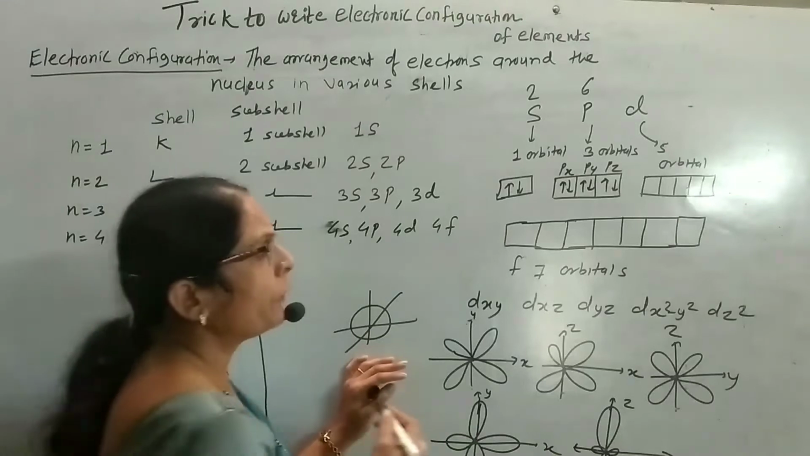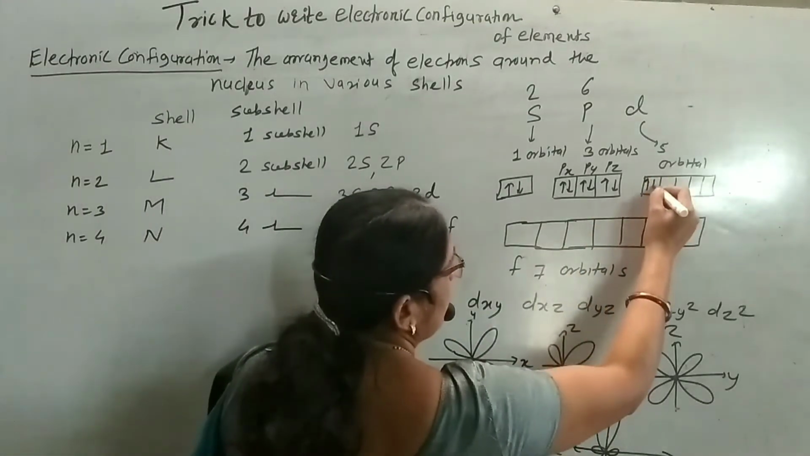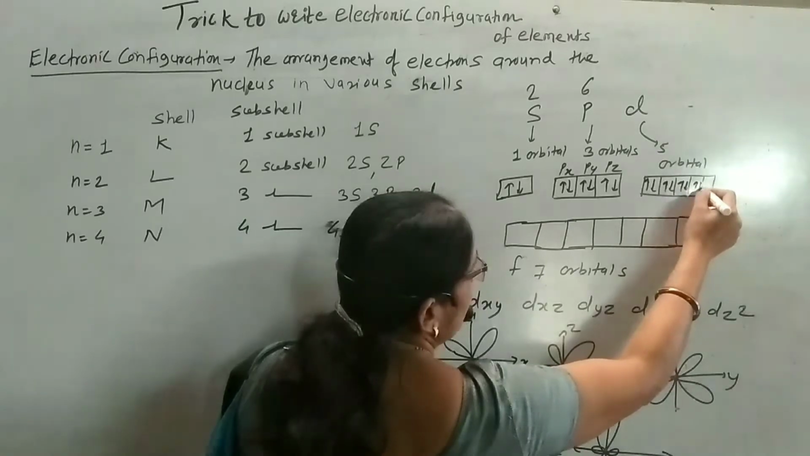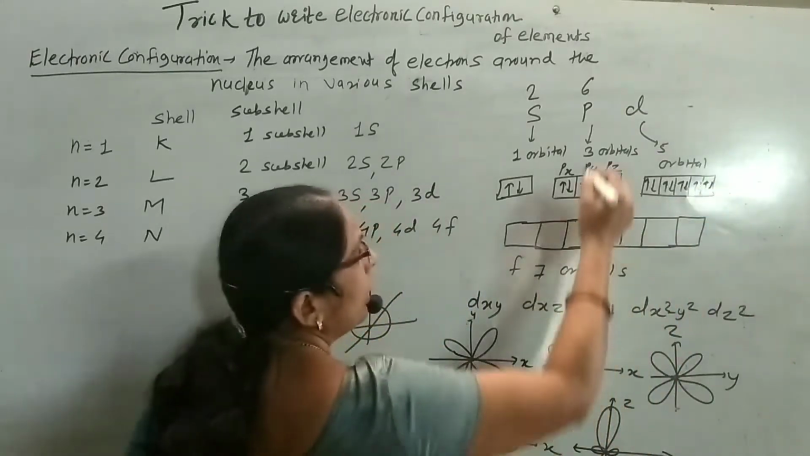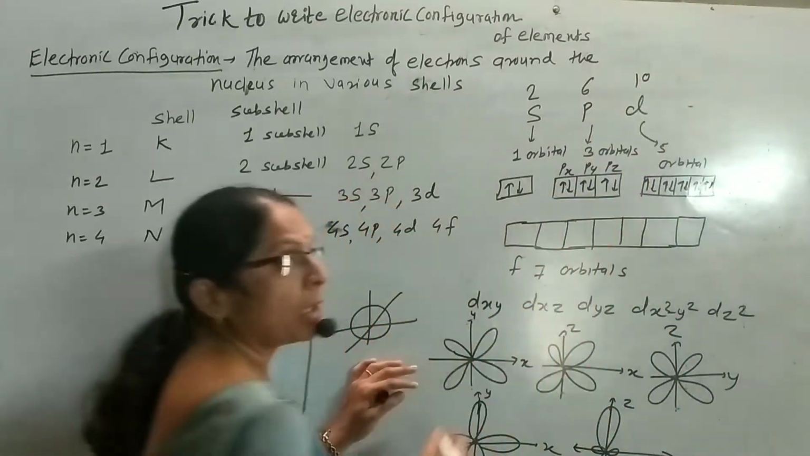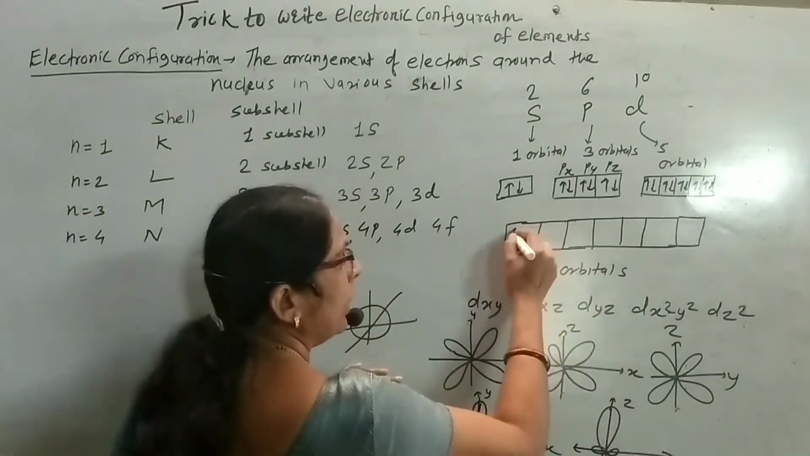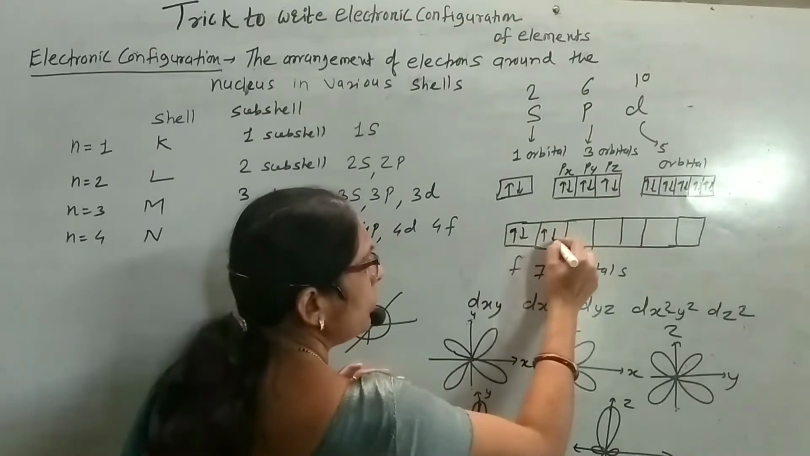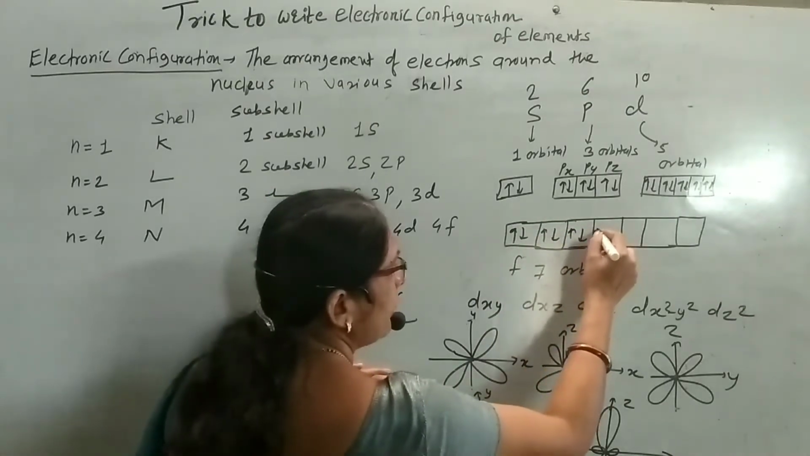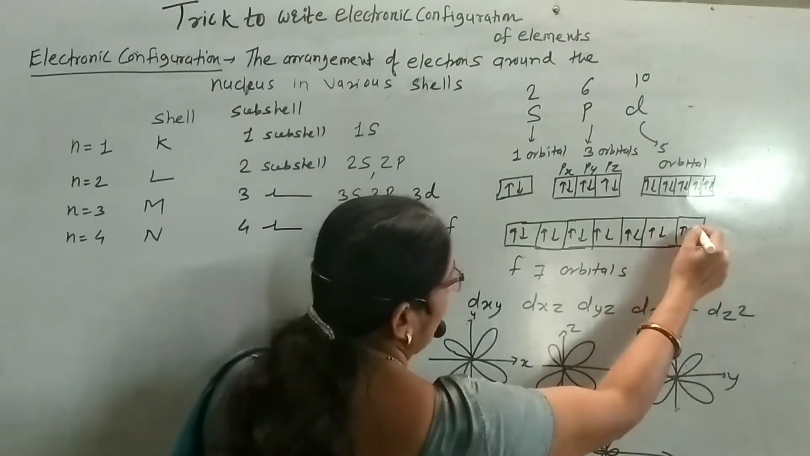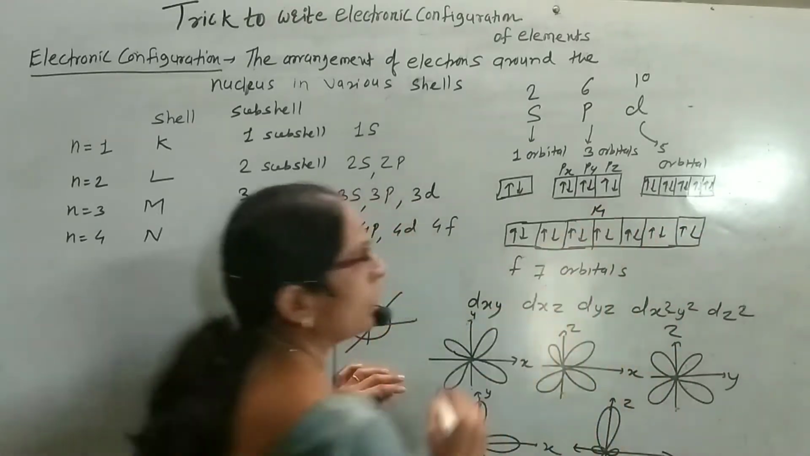Now D has 5 orbitals, so there are 10 electrons, each orbital having 2 electrons. So the d orbital has 10 electrons, and F has 7 orbitals, and each contains 2 electrons. Therefore F has 14 electrons. The maximum capacity of the F orbital is 14.